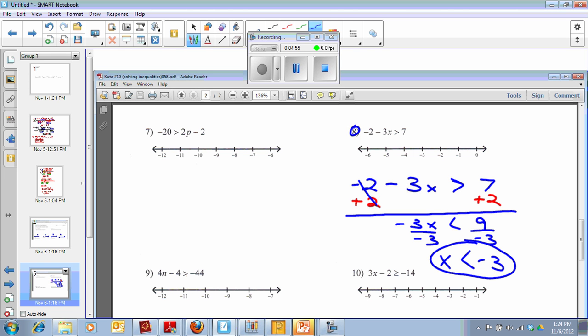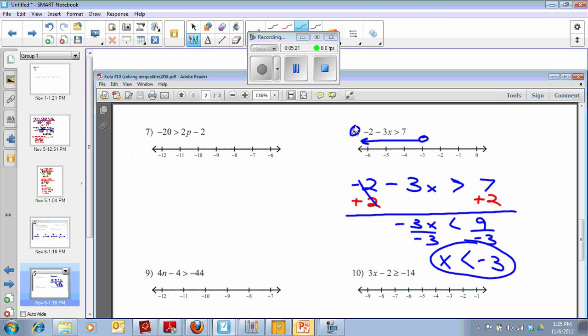And now I need to graph it. Remember, when I graph, I have to read the variable first. So I have to read x. X, or all my solutions, have to be less than -3. Okay, I'm going to find -3 on the number line and draw an open circle. I'm not including the number -3, and all my solutions are less than that. So I would draw it in the less than direction.